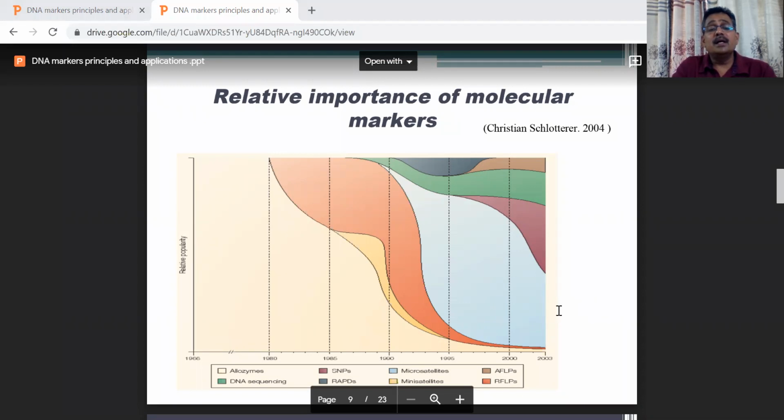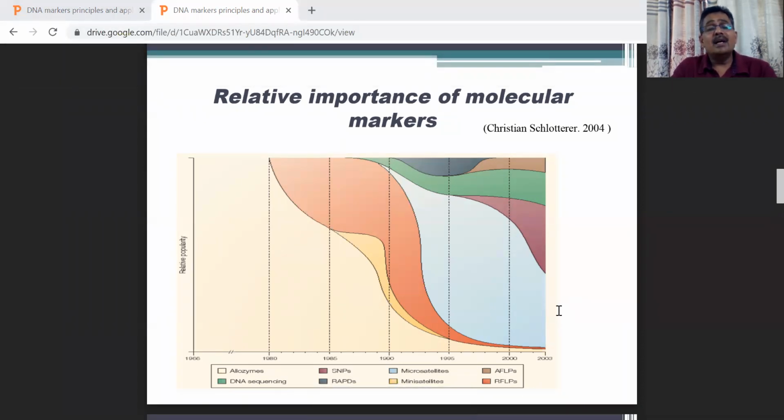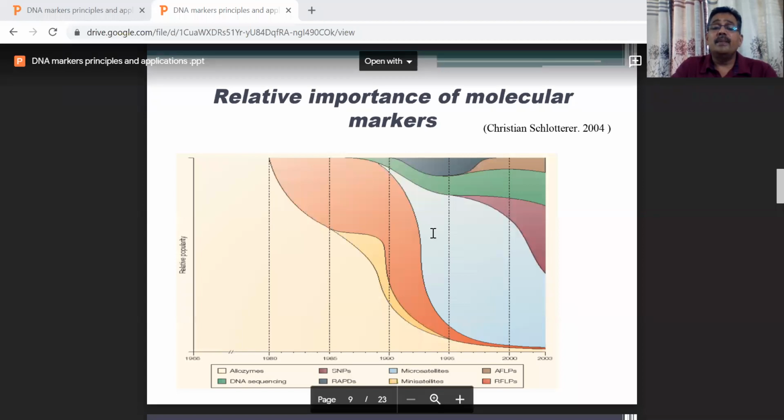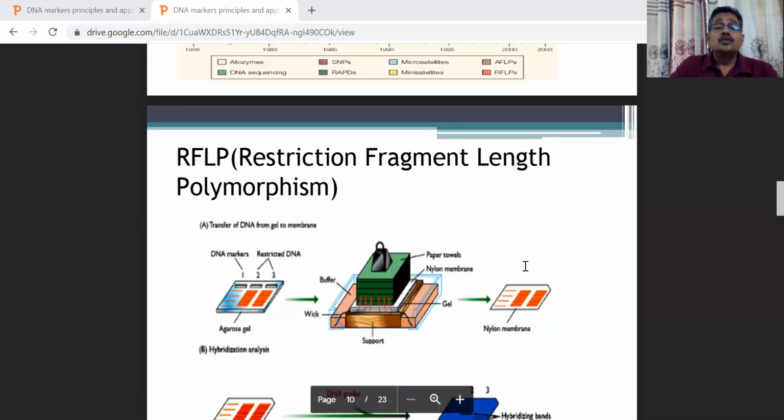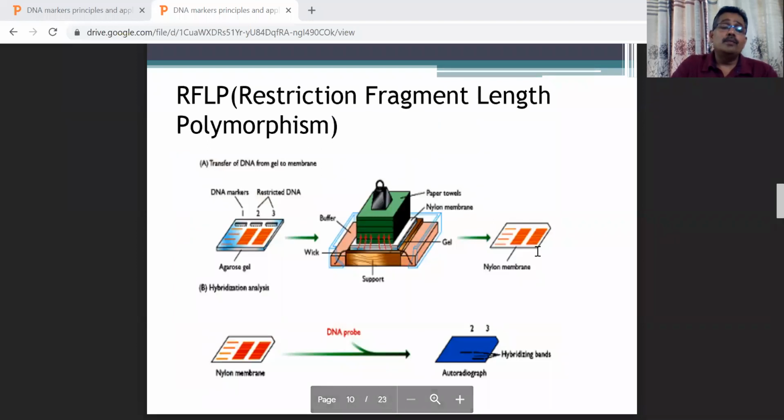So these are the markers. I can say how the relative importance of markers changes over the period, every decade or every 5 years. If we take this case, every 5 years, check the pattern of the paradigm shift in marker usage. So now there is maximum usage of SSR markers and SNP markers, and little usage of RAPD markers.